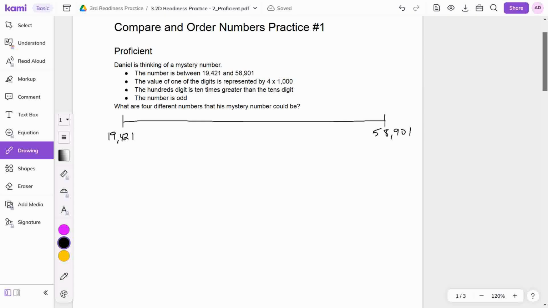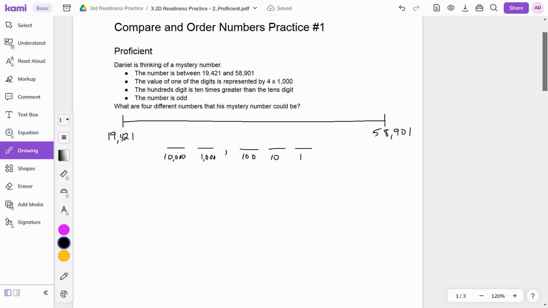All right, and then we're talking about digits. So I'm going to build a place value chart here that's going to keep my thinking organized. Since the maximum number is 58,901, I know that it's not going to be more than the 10,000s place. So I really only need 5 digits here to work with. So I've got my 10,000s, my thousands, hundreds, tens, and ones. All right, so it's between those two numbers.